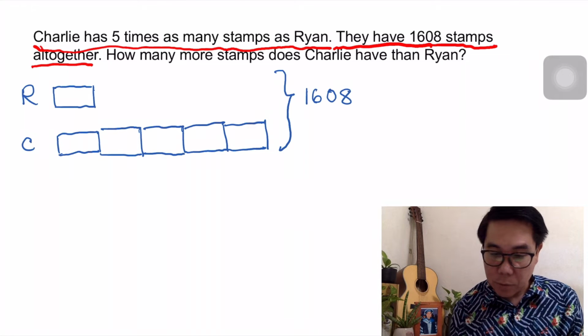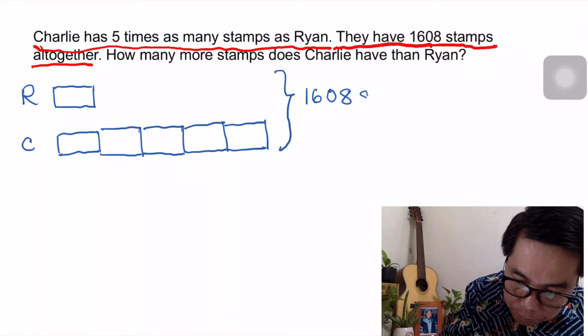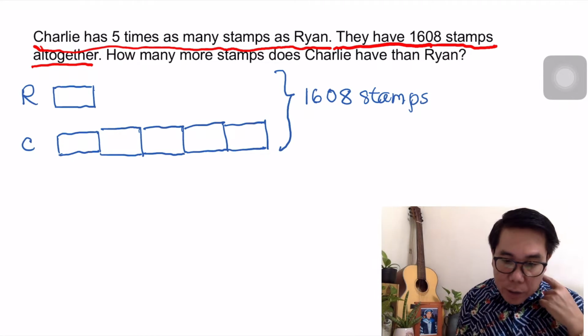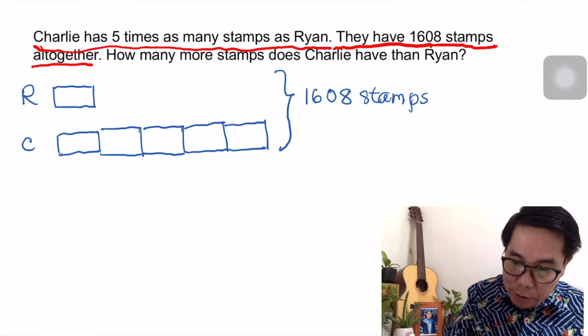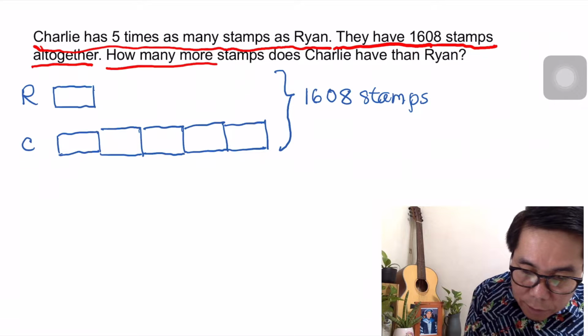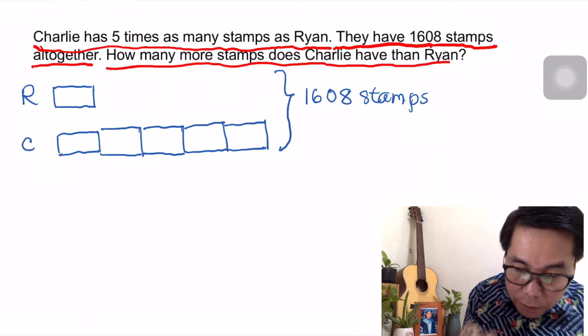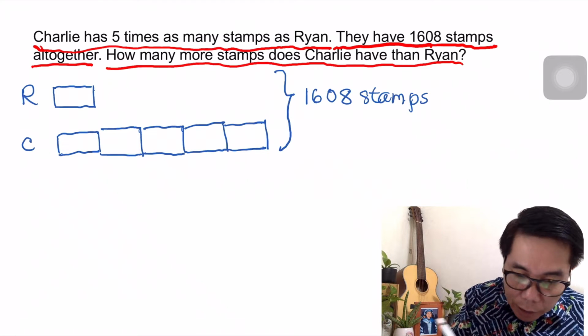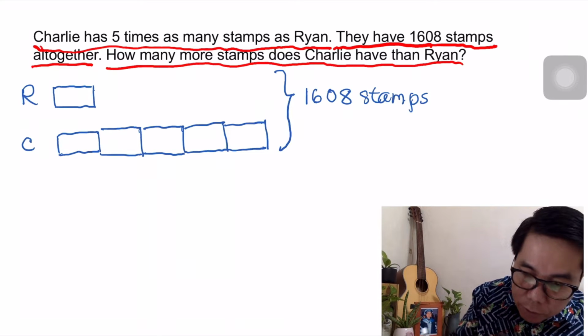Okay, so this one is stamps. Then what are we going to do? Now let's continue the analyzing. How many more stamps does Charlie have than Ryan? So since Charlie has more, it is this one.